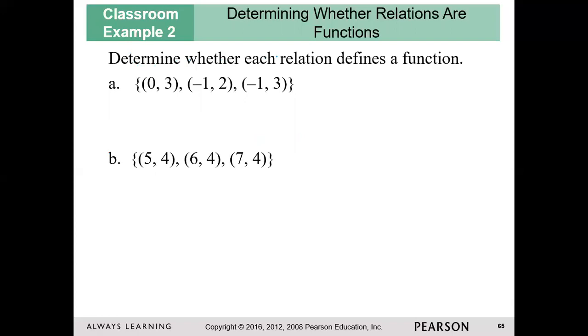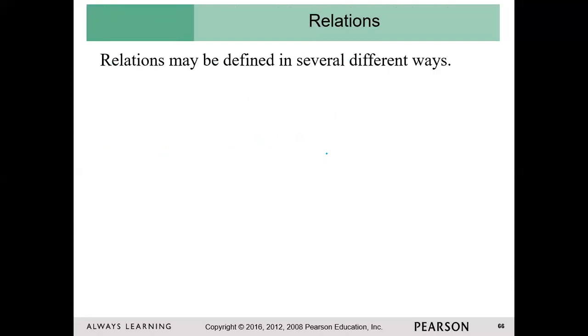So we're going to determine whether this is a function. So really all I'm looking at are the x values. So I see 0, -1, -1. This is no, it's not a function. This is 5, 6, and 7. I don't care that the y values are repeating. That doesn't mean anything to us. This is a function.